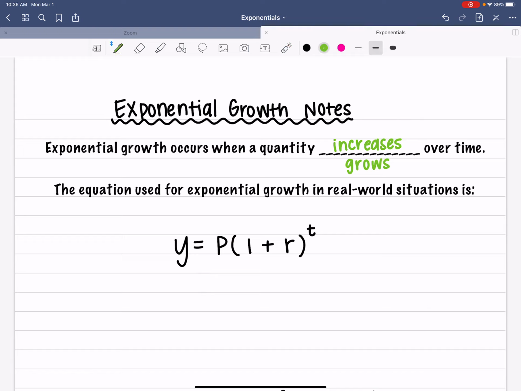Now, p, r, and t are very important pieces of information that we see in the real world. P comes from the word principal, and that's just an initial value or a starting amount. So P is very important because that's like our A value.